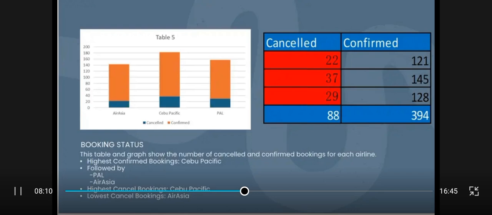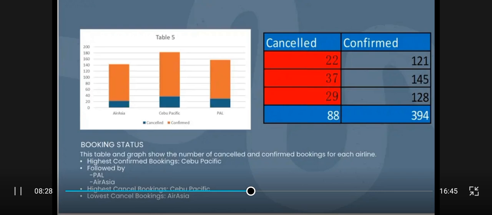So first we have the total across all airlines. The total canceled bookings is 88 overall, and the confirmed bookings is 394.